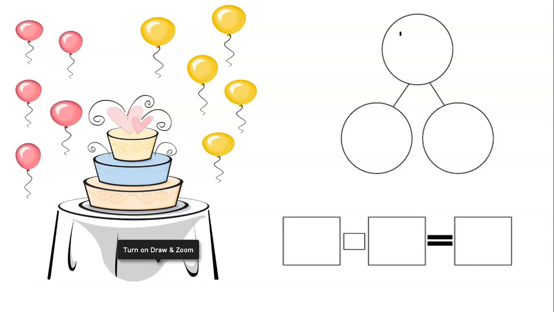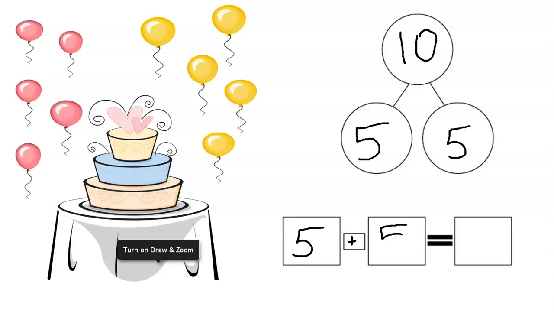Okay, so we had 10 balloons all together, so that goes in my whole. And then we have 5 pink balloons, that's my one part. And we have 5 yellow balloons, that's my other part. Now repeat after me. 5 plus 5 equals 10. Awesome. You did a great job today composing numbers 9 and 10.